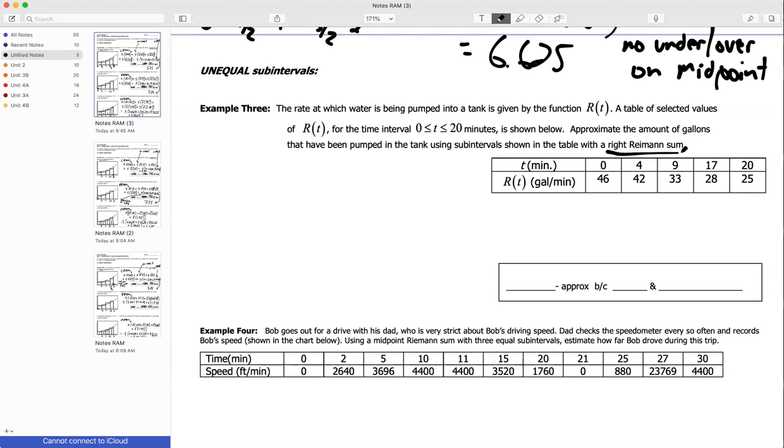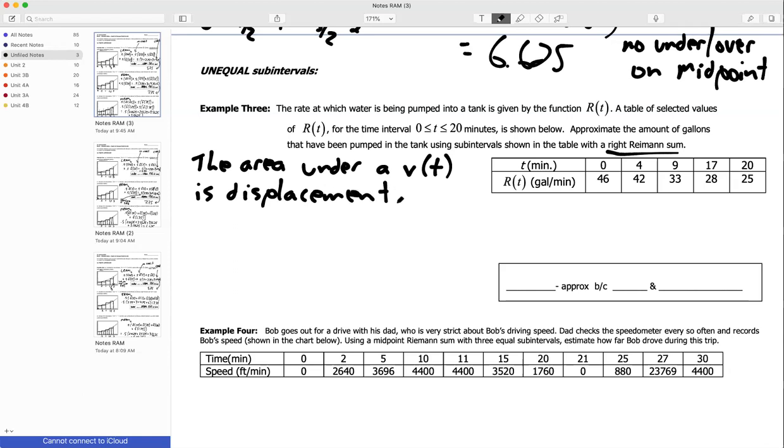Okay, so a couple of things that I wanted to note here. The first thing is this: the area under a velocity curve is the displacement. So when we find the area under a velocity curve, it gives us back the displacement. So here I have a rate. It's in gallons per minute. So this rate is like a velocity curve.